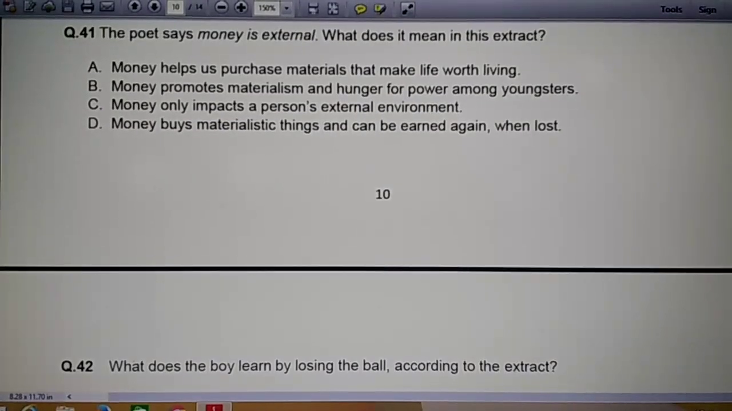Question number 41. The poet says money is external. What does it mean in this extract? So right option for that will be money can only buy materialistic things and can be earned again when lost. Option D will be the right one.